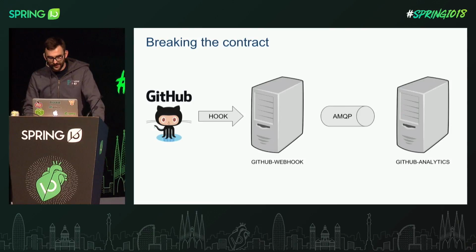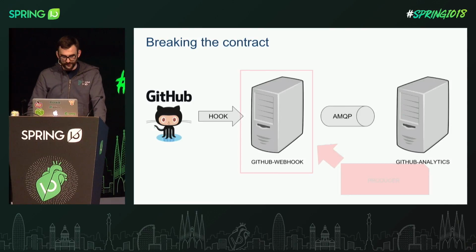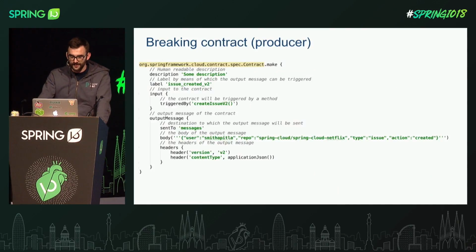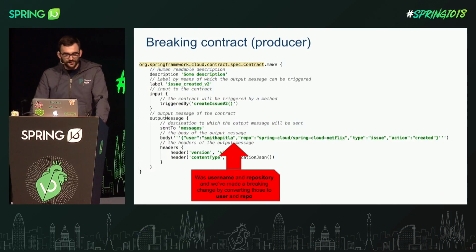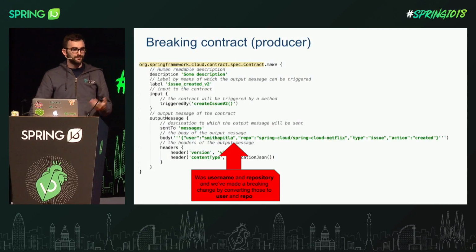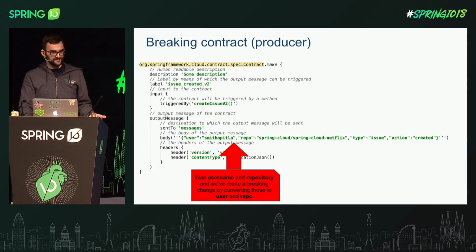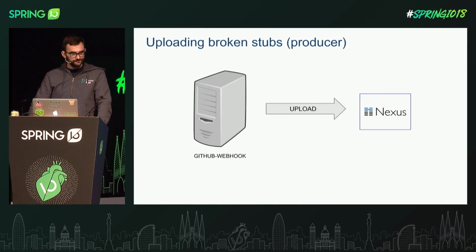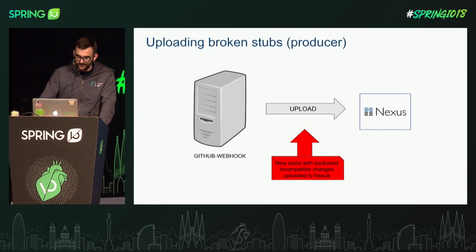Great. So now, somebody's insane and wants to break the contract. So let's go to the producer. And somebody says, username and repository is too long. Let me shorten it to user and repo. Is that a breaking change? Yes, it is, because we're modifying the fields. So GitHub Webhook decided that YOLO, let's push the stubs and all the code, like the fat jar, the stubs, to Nexus, and let's go to production. So new stubs with backward incompatible changes got uploaded.